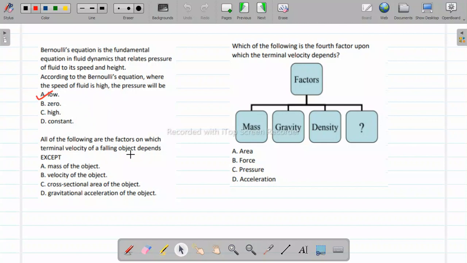All of the following are the factors on which terminal velocity of a falling object depends, except... You should be able to answer these two questions if you remember the equation of terminal velocity, right? Because they are asking what it depends on, or which factor it does not depend on.